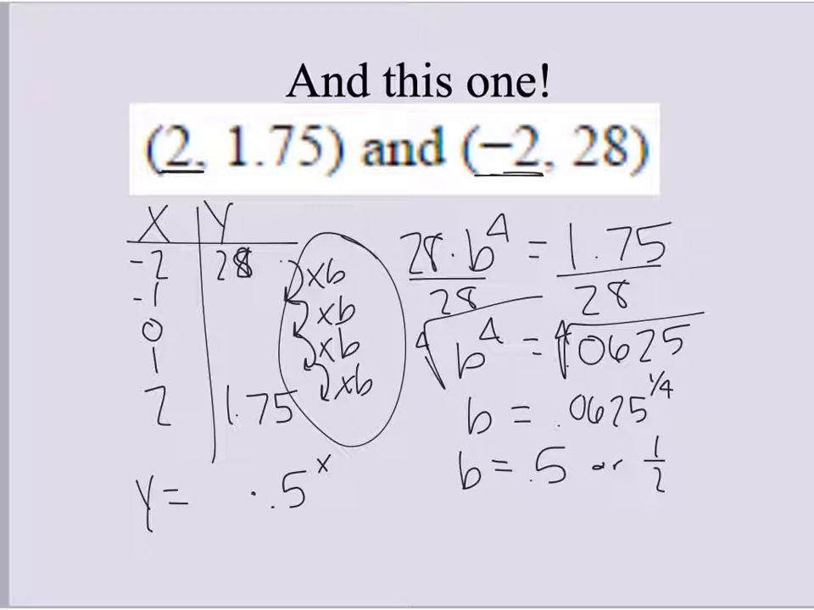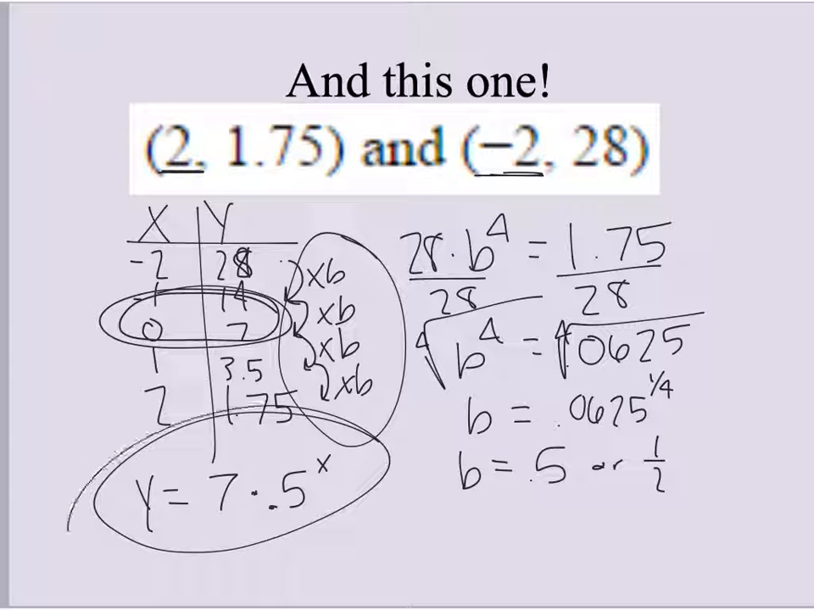28 times a half, or divided by 2, is 14. Half of 14 is 7. Half of 7 is 3.5. Half of 3.5 is 1.75. So I know that it worked. Then I use x equals 0 to give me my other point. So this is going to be y equals 7 times 0.5 to the x. That would be my final equation.